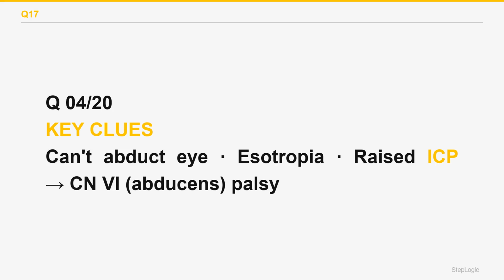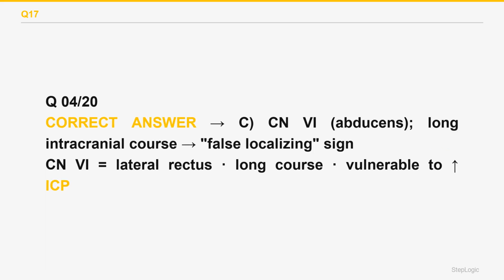CN VI is especially vulnerable to raised intracranial pressure because it has the longest intracranial course of the cranial nerves and travels up along the clivus, where increased pressure stretches and compresses it. The correct answer is C.